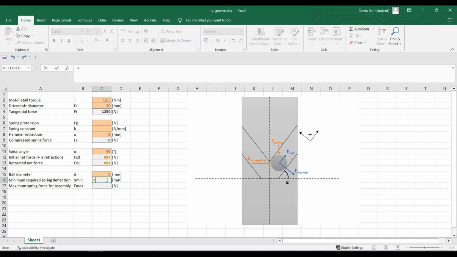Let's also add the formula for calculating the minimum required spring deflection for assembly. This is simply the sum of preload deflection, the hammer retraction, and the ball diameter. The spring force for assembly can now also be calculated by simply multiplying the spring constant with the required deflection.